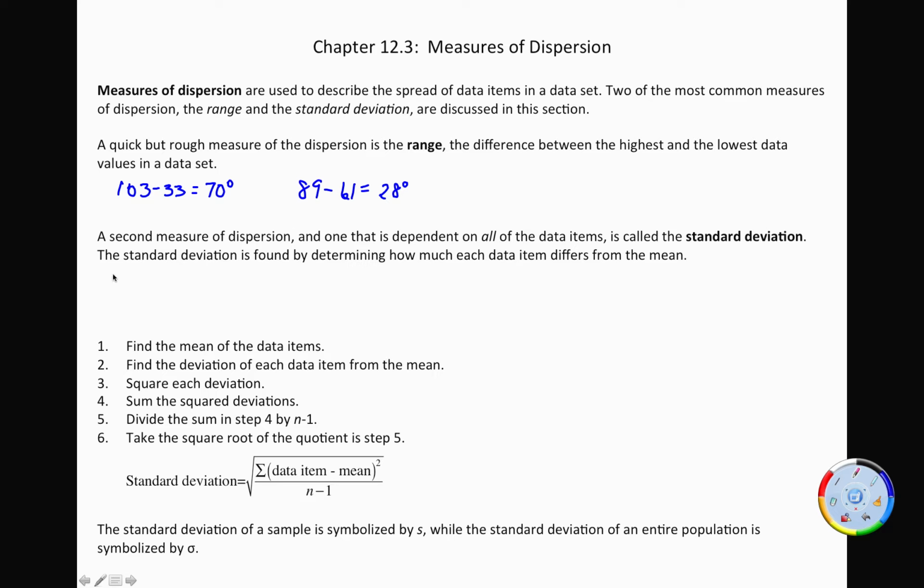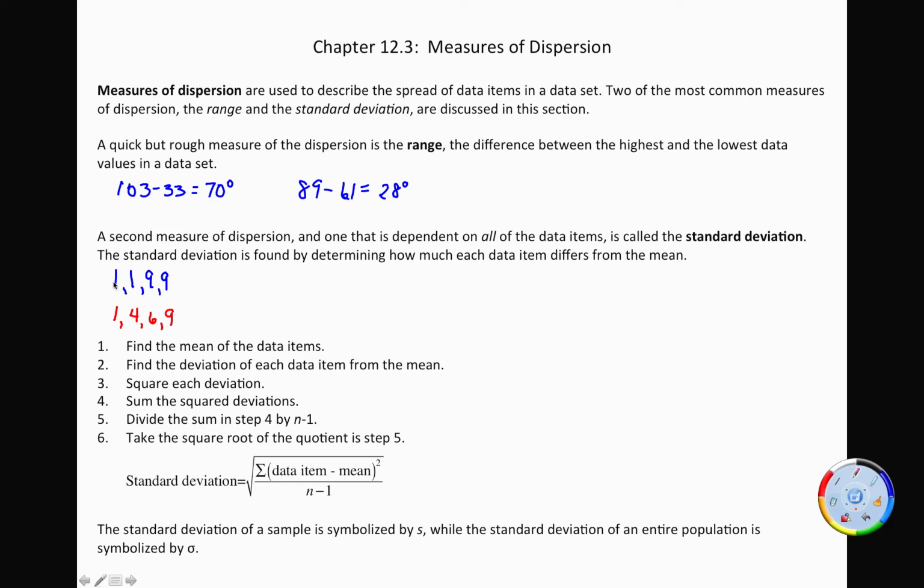So let's look at a couple of sets. Let's say we have these data items, versus another set with these data items.